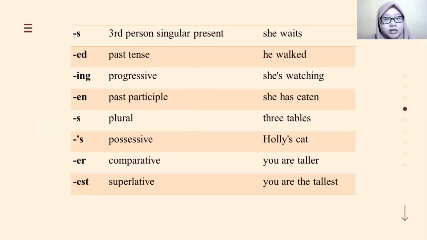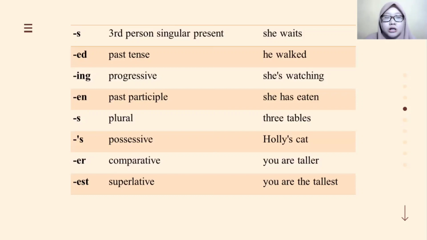In English, there are only 8 total inflectional affixes. S as a third person singular present, like she waits. Ed for the past tense form, like he walked. Ing as the progressive form, as she's watching. En as the past participle form, like she has eaten.